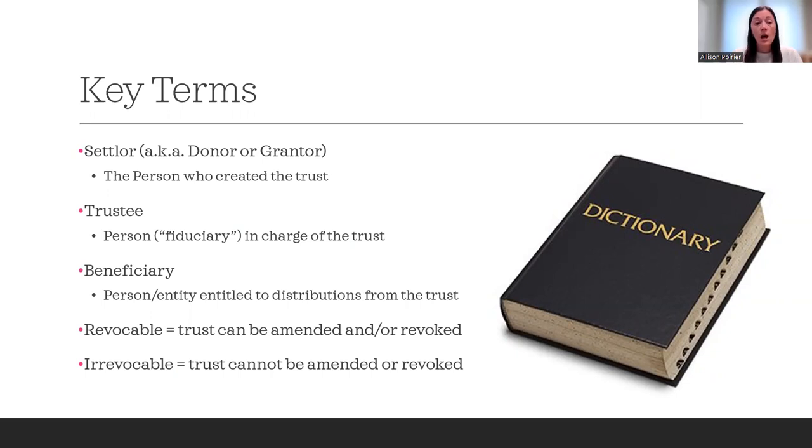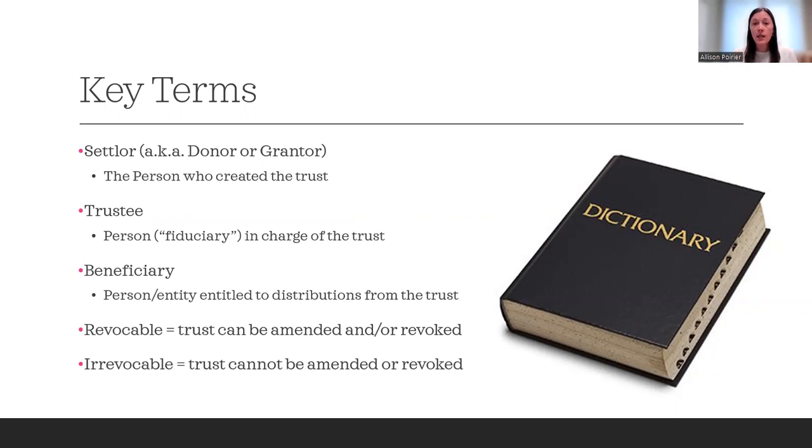The next person that you're going to want to be on the lookout for is the beneficiary, and the beneficiary is the person who's entitled to receive distributions from the trust. And just like I said, the trustee and the settlor can be the same person. The beneficiary can be the same person as well.